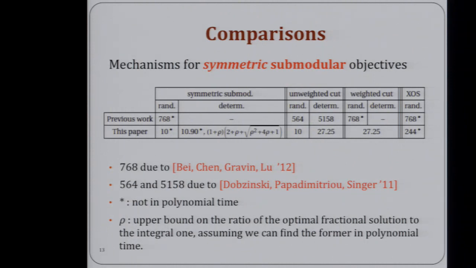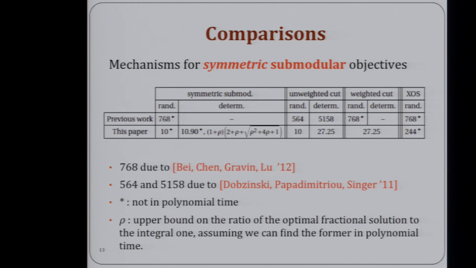We pay special attention to the cut functions. For unweighted cut, we improve these numbers down to 10 and 27. For weighted cut, no deterministic mechanism was known before. We derive a 27 approximation for this problem. So, okay, these results are not tight, but at least we are now down to much better approximation ratios, and some of them are in polynomial time.